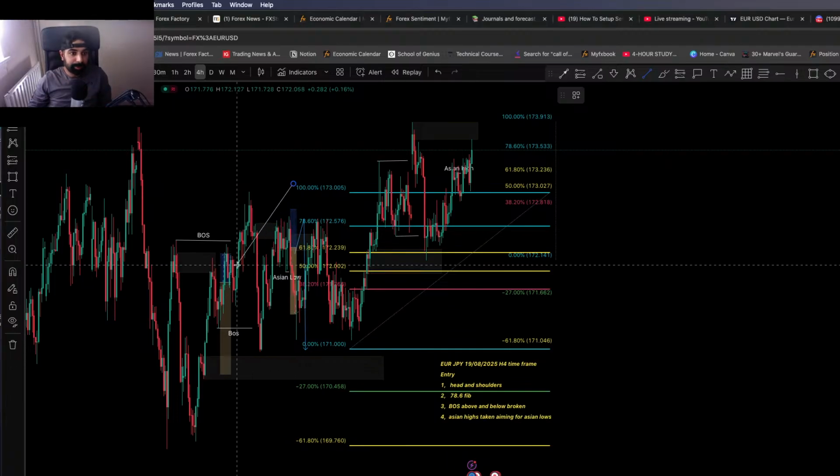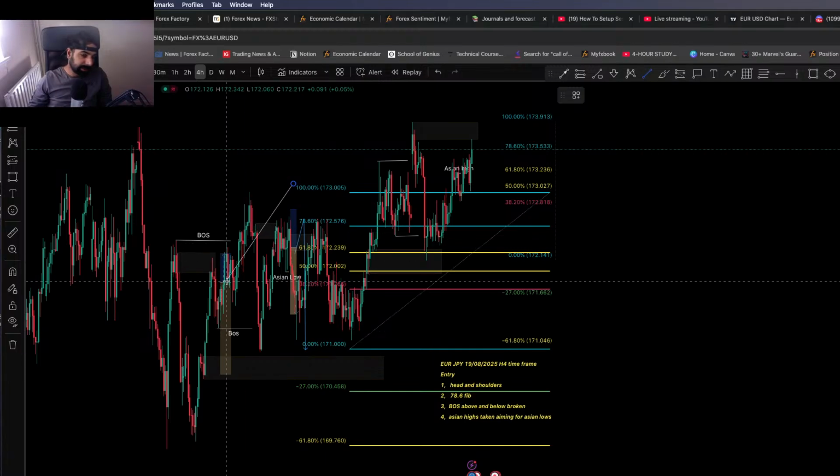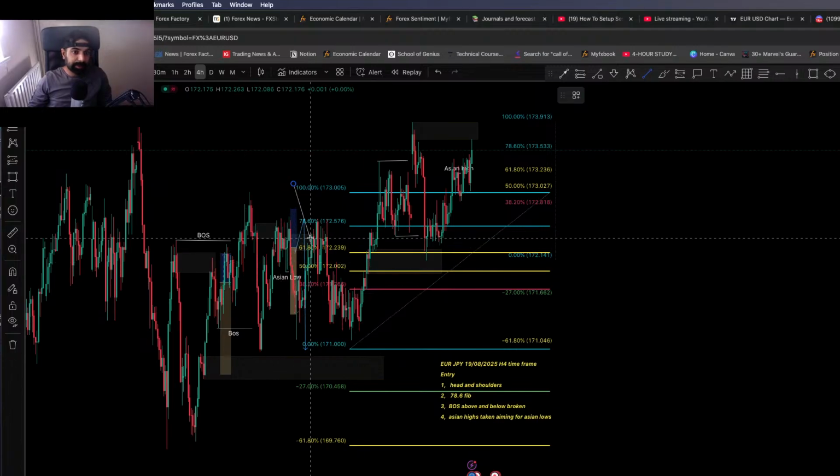Below, so the high was taken out. The low was taken out. I didn't take this trade. I had it set up, but what happened? This was a bit late, so I didn't take this one. This one I did take, but I was taken out by break even. So this was a valid trade from here.